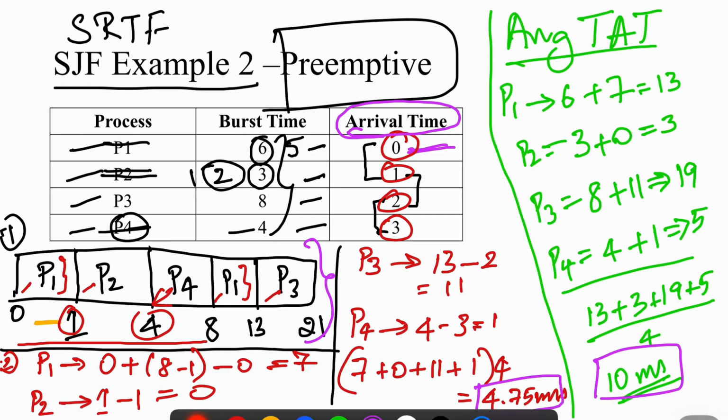So with respect to the overall video, we understood how a shortest job first problem works. We understood how the shortest job remaining time problem works, how the preemption is being made, what is the difference between preemptive and non-preemptive process, all those things.